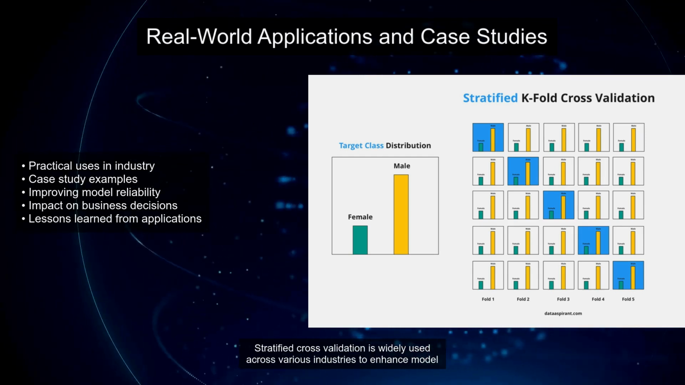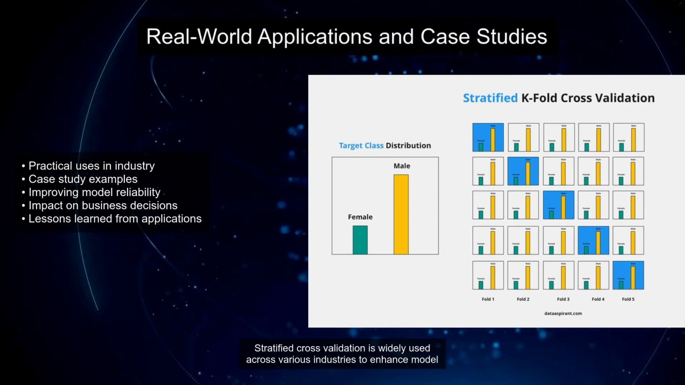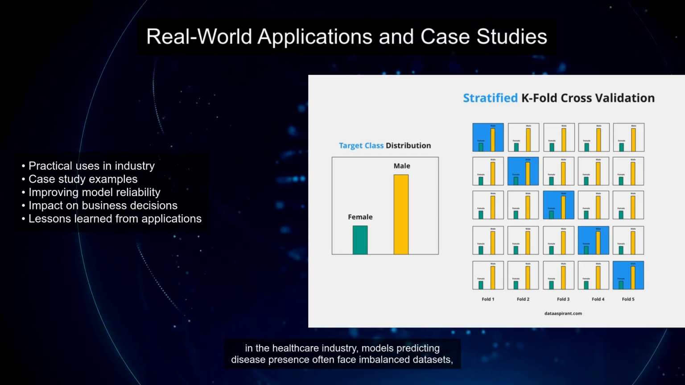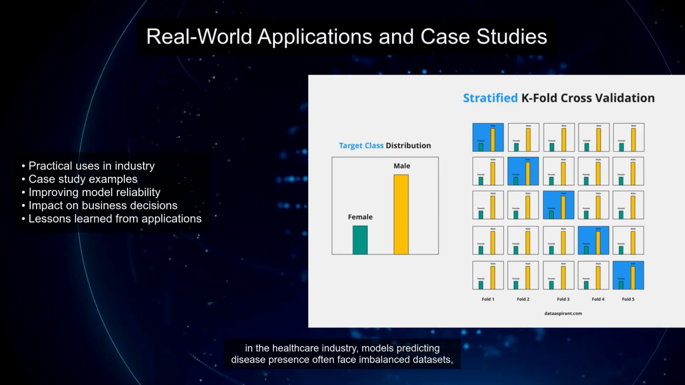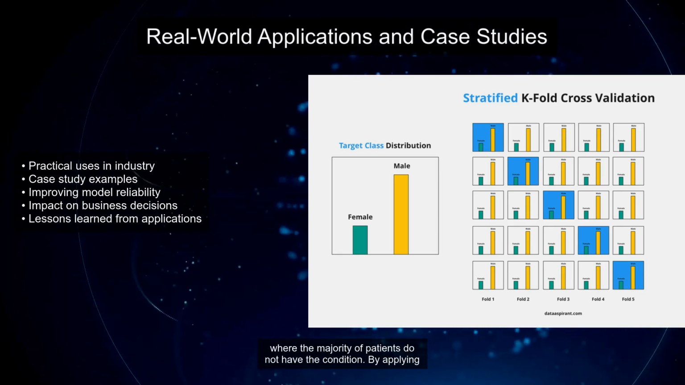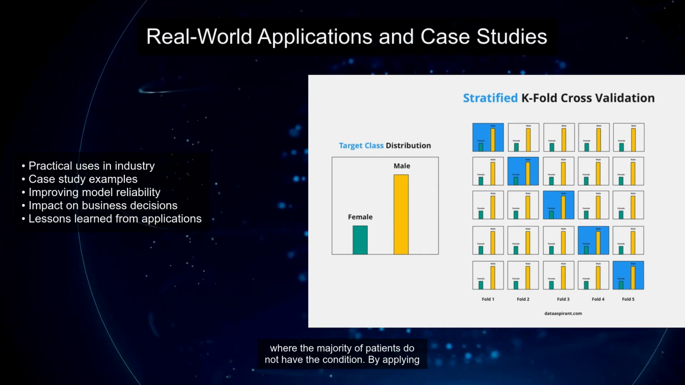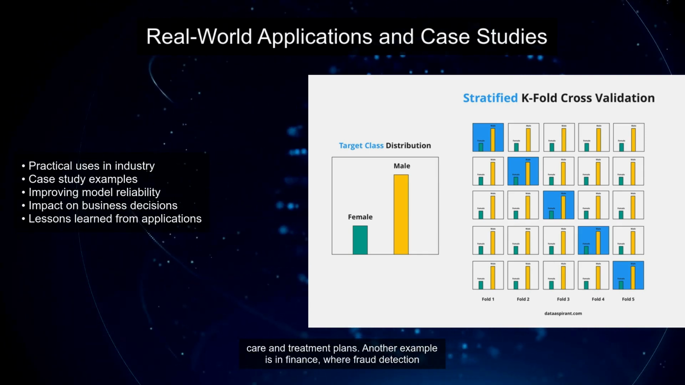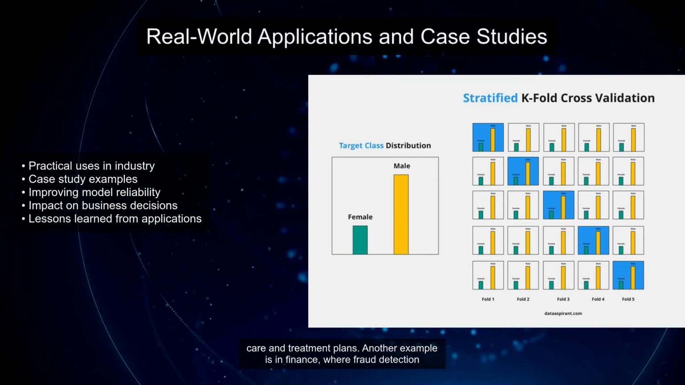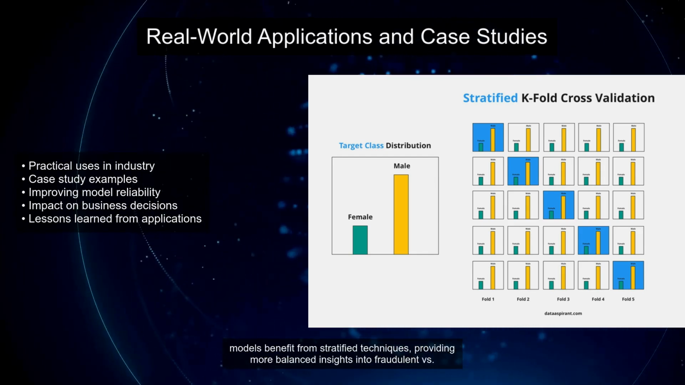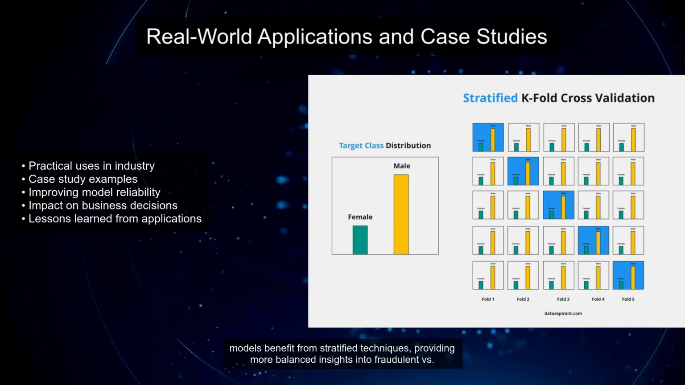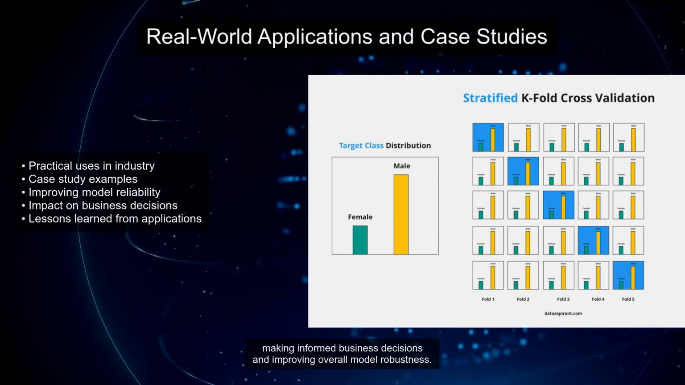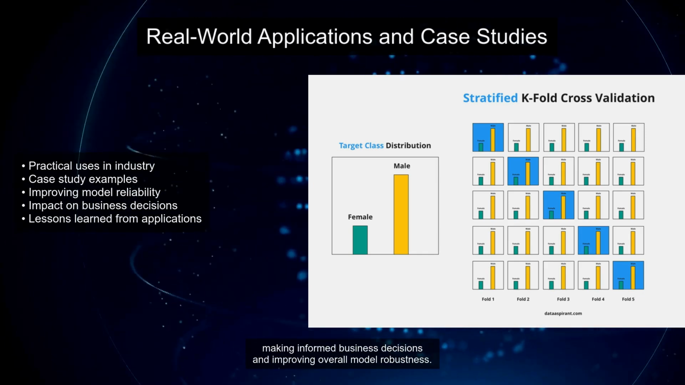Stratified cross validation is widely used across various industries to enhance model reliability and performance, particularly in fields dealing with imbalanced data. For instance, in the healthcare industry, models predicting disease presence often face imbalanced datasets, where the majority of patients do not have the condition. By applying stratified cross validation, healthcare practitioners ensure more reliable predictions, directly impacting patient care and treatment plans. Another example is in finance, where fraud detection models benefit from stratified techniques, providing more balanced insights into fraudulent versus legitimate transactions. These applications underscore the value of stratified cross validation in making informed business decisions and improving overall model robustness.